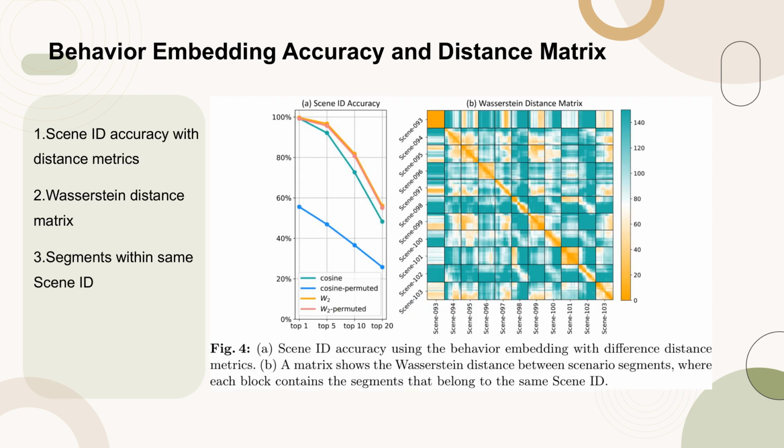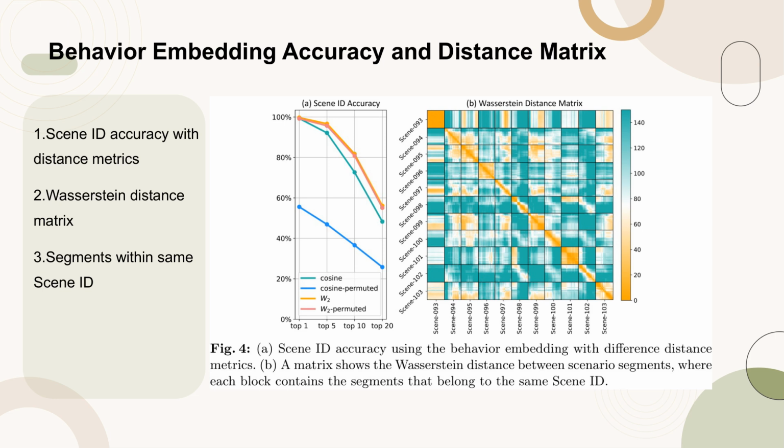Figure 4 presents 2 key analyses related to behavior embedding and scenario segments. Part A evaluates the accuracy of scene ID classification using different distance metrics applied to behavior embeddings. This helps in understanding how well the behavior information is encoded within the embeddings. Part B displays a Wasserstein distance matrix, which quantifies the dissimilarity between scenario segments.